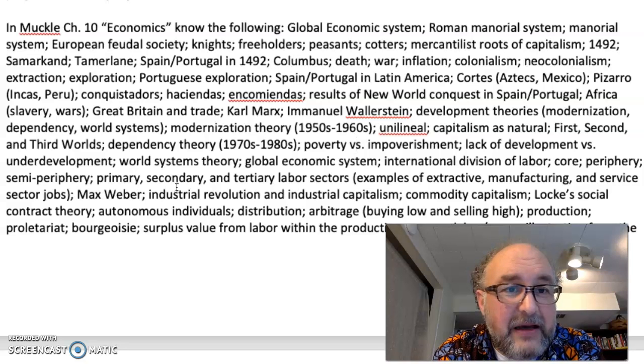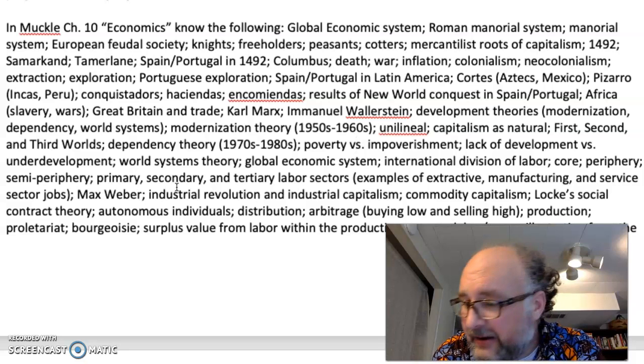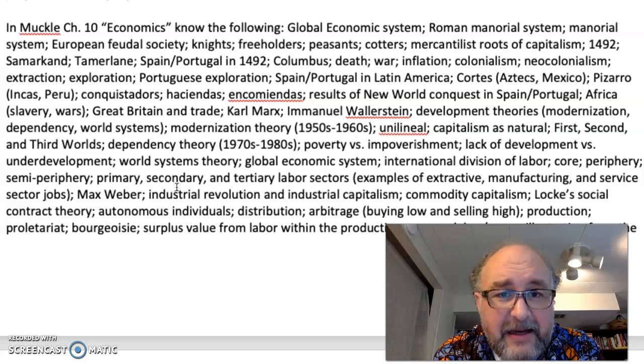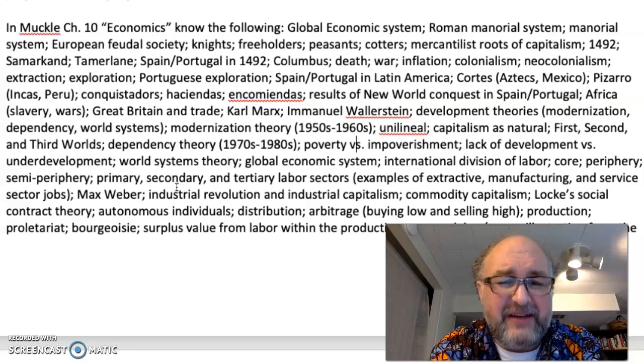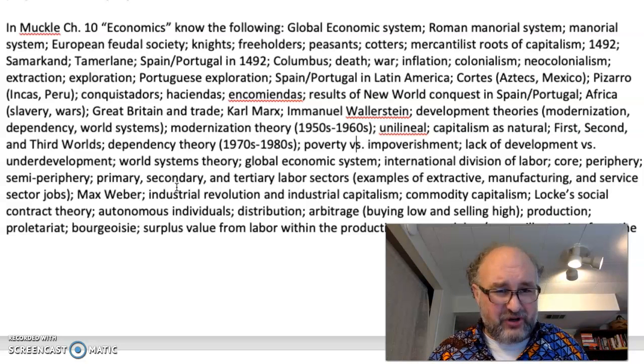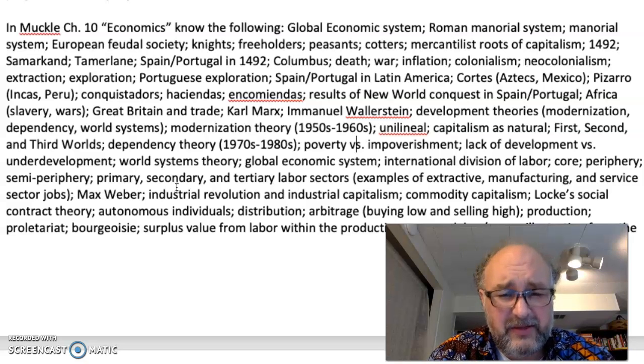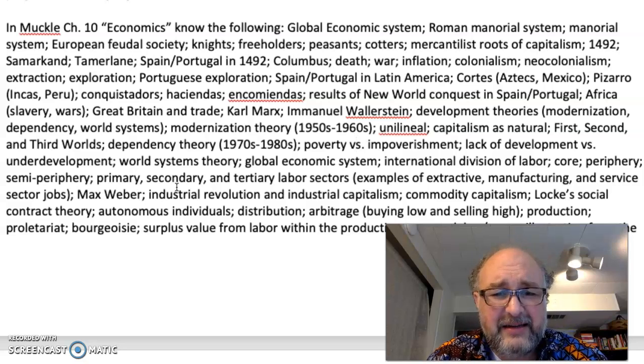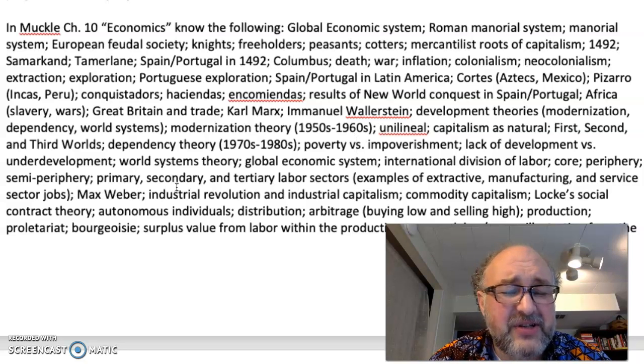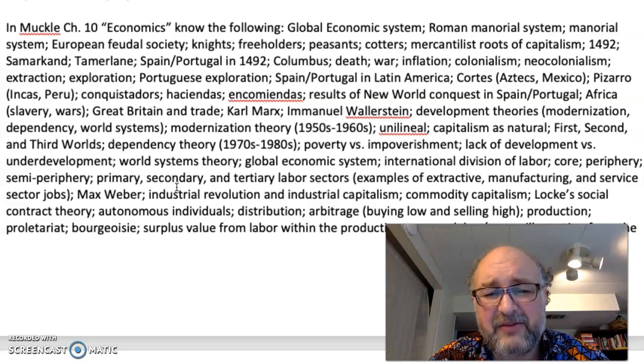Let's see. Death, war, and inflation. Remember the cycle of inflation. Colonialism, neocolonialism, how those things worked. Extraction. Remember extractive economies. We're coming to that in a little bit, but for sure, most of the world was conquered by Europe between 1492 and 1800-something, and a lot of the time the way the economies they set up afterwards were extractive.